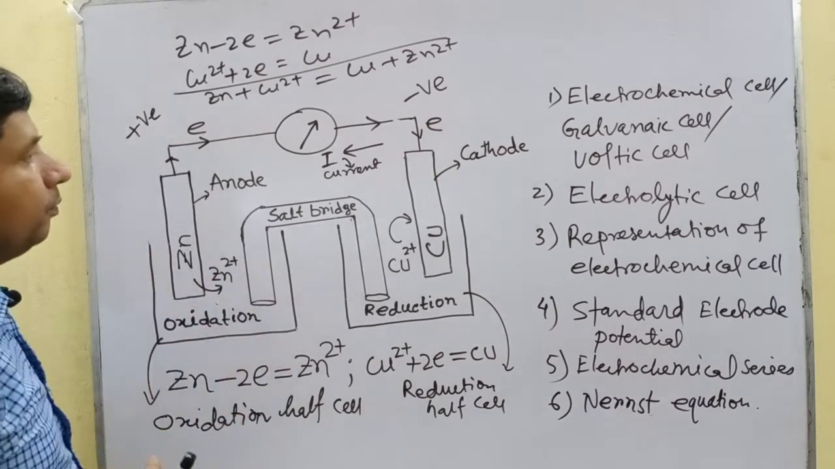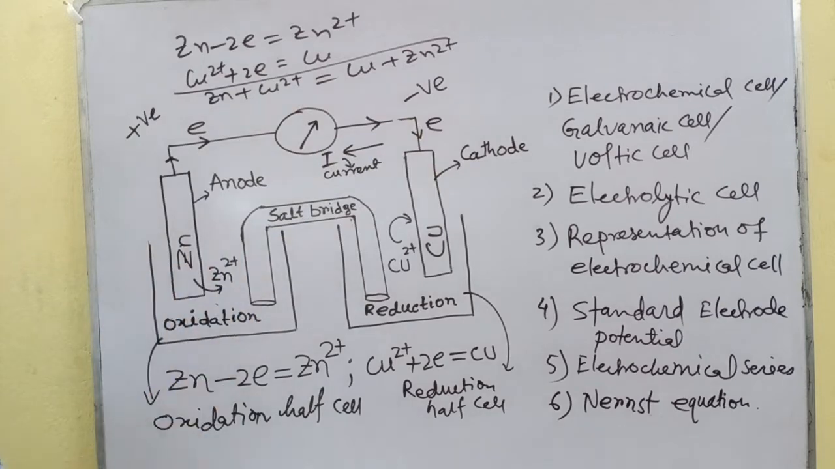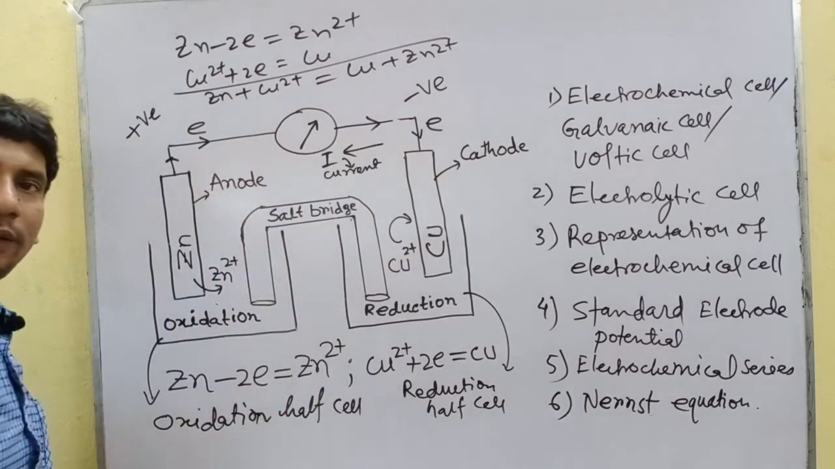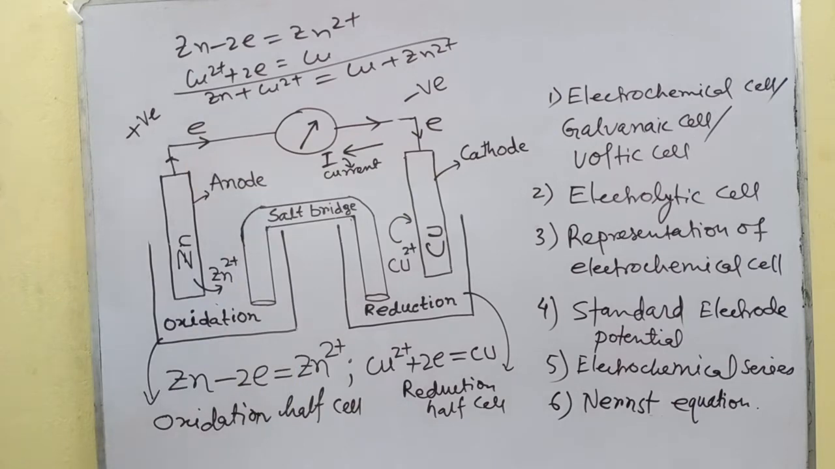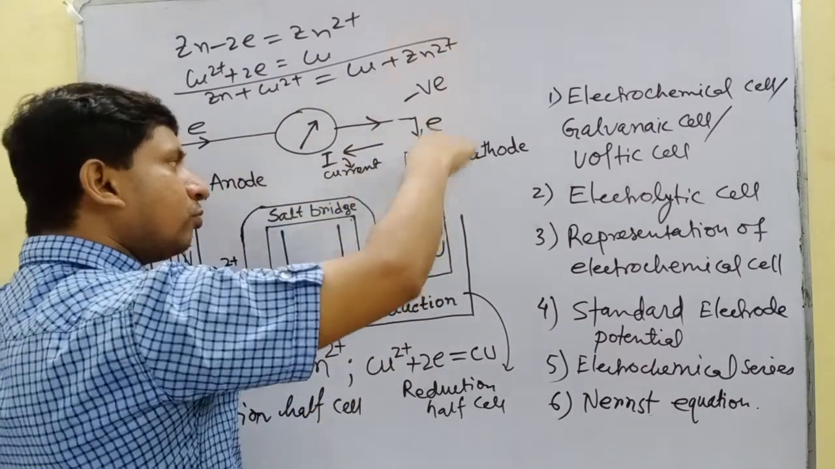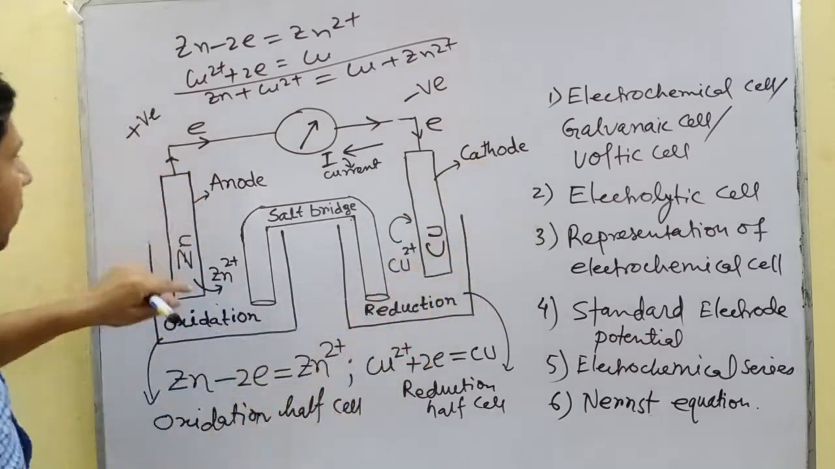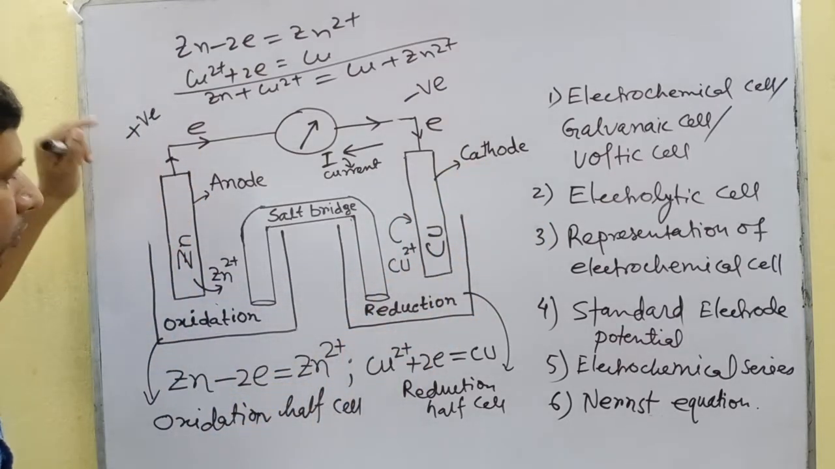So in this way the electron is flowing and the current is in the opposite direction. Okay, and always in an electrochemical cell, the oxidation half reaction will be the negative terminal. This is the source of electron. They always produce electron and they always take electron.